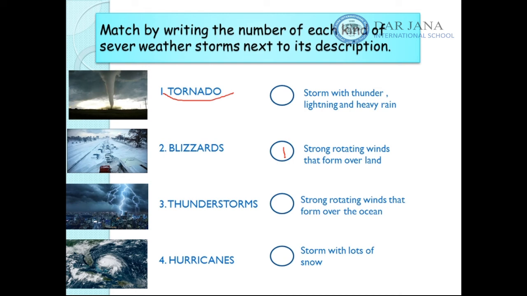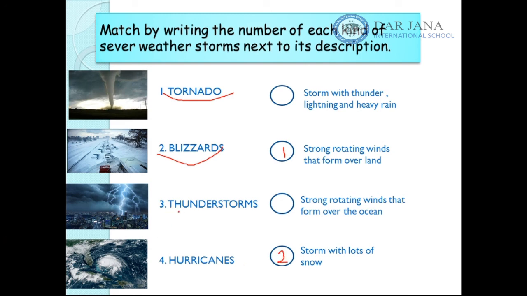Now the second one is called the blizzard. As you can see, the picture of this storm is showing plenty of snow. So we can see that the snow covers most of the place and it has extremely cold weather. So let's see which sentence describes this kind of storm. Storm with thunder, lightning, and heavy rain. Strong rotating winds that form over the ocean, or storm with lots of snow. So let's see. Of course it's snow. So number 2 is over here.